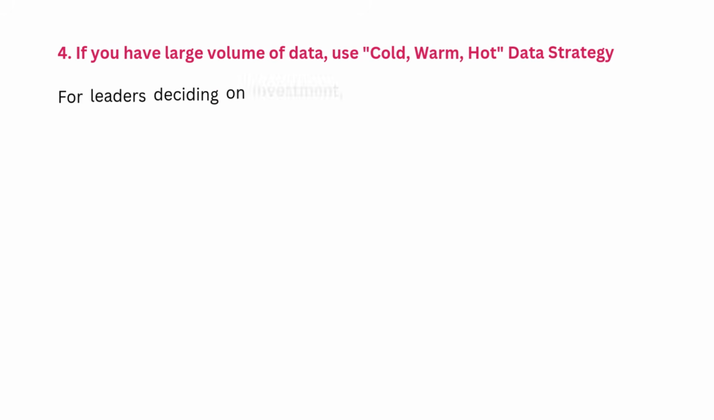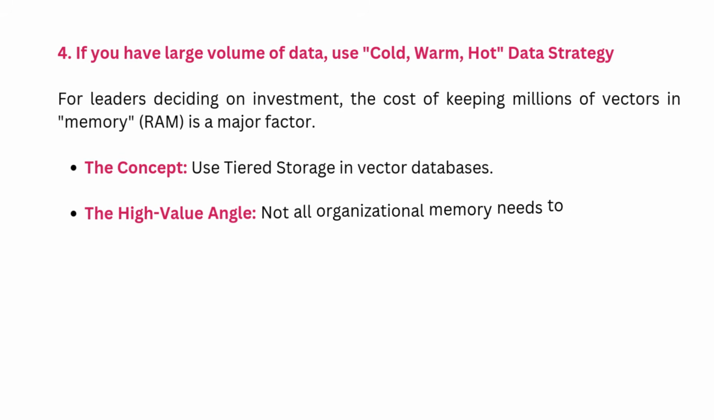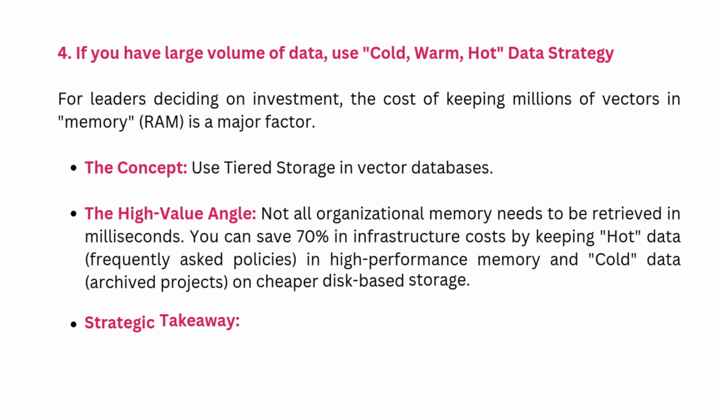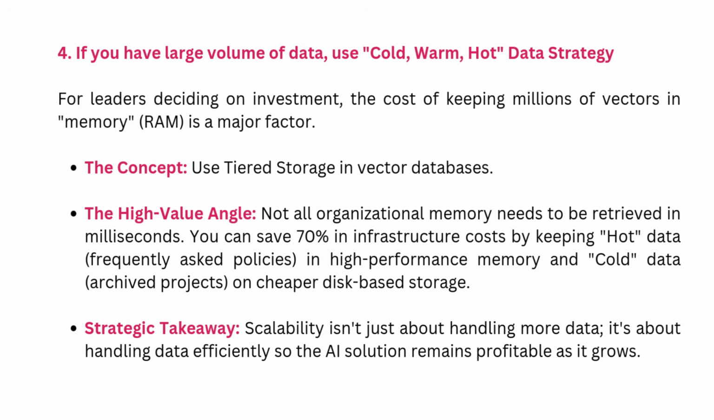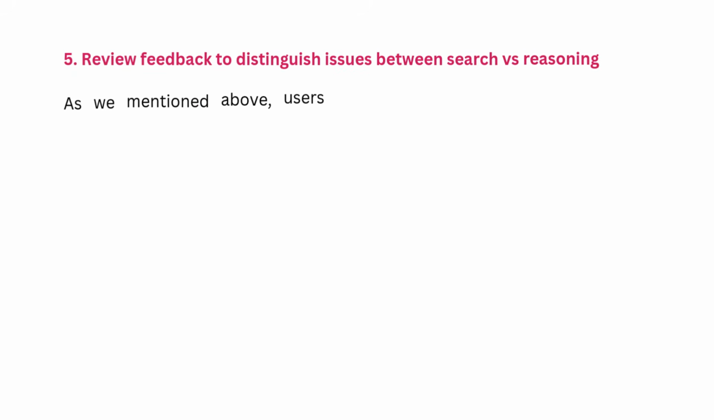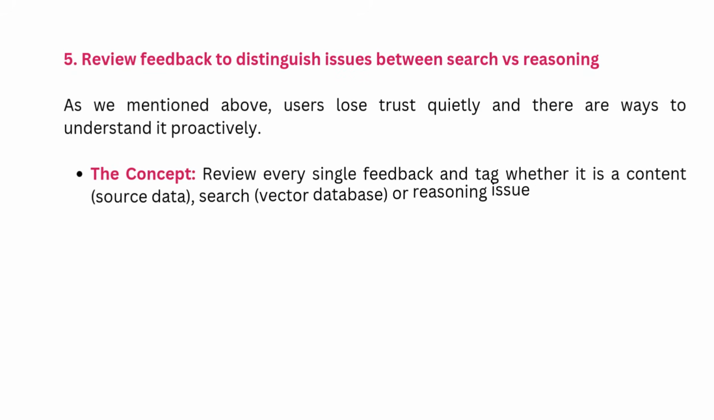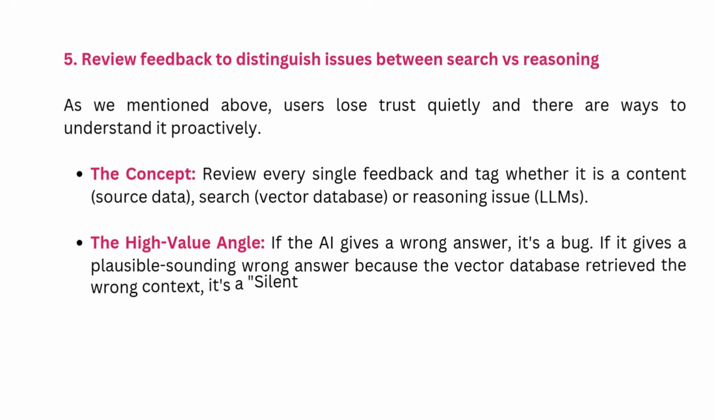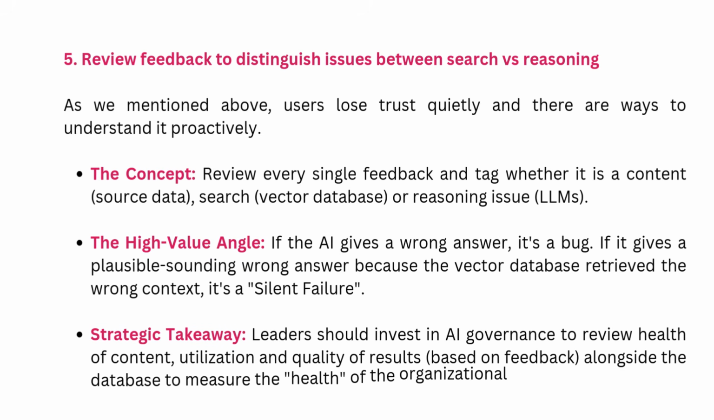Fourth one, optimize cost with tiered storage. Use a hot-cold strategy. Keep frequently used policies in high-performance memory and archive old projects on cheaper disk storage to save up to 70% on infra costs. Fifth one, audit for silent failures. When an AI is wrong, distinguish between reasoning error, the LLM, and retrieval error, the vector database. AI governance is key to maintaining organizational trust.